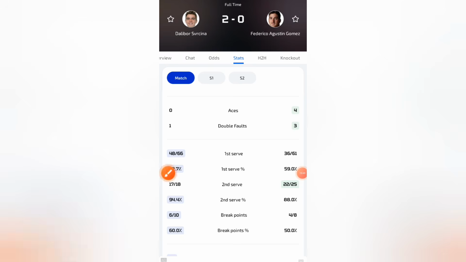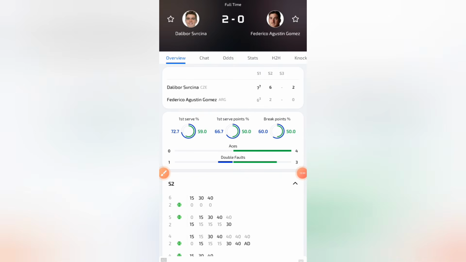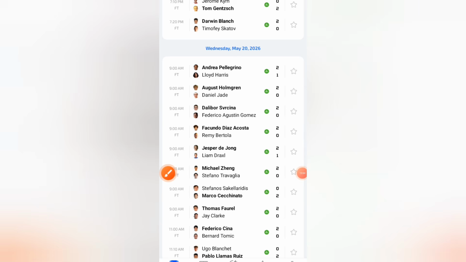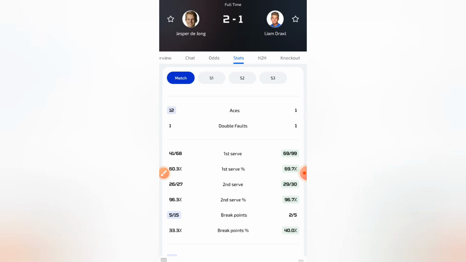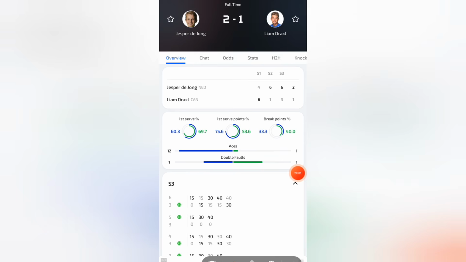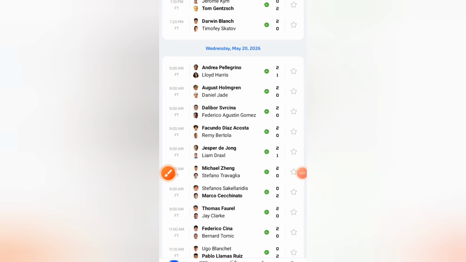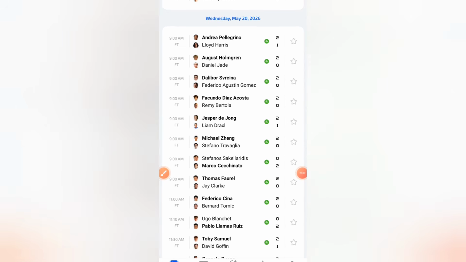Look at this game again. Let me check this one. Okay, this one we have 7-6 and we have 6-2. Okay, let me check this one that ended up as 2-1. This one is 6-4 and 6-1, first set and second set. So most times you'll be getting the match for Michael Zink.